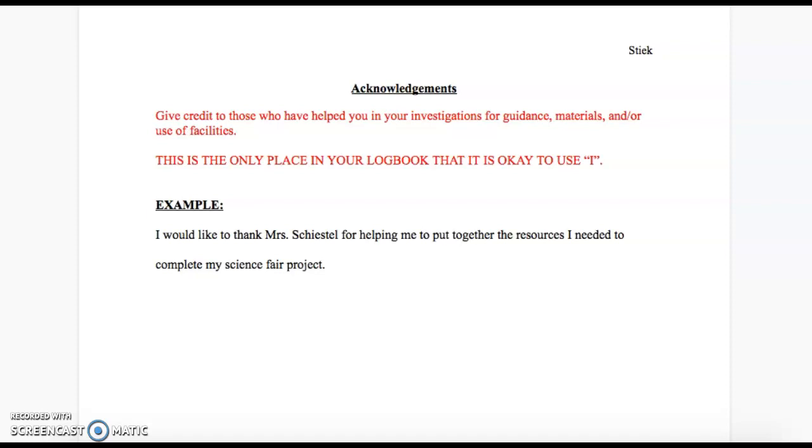Challenge yourself to think of at least 2 people that have helped you along the course of this project. So you should have 2 sentences at a bare minimum on your acknowledgements page. Each sentence is thanking a person for a specific role that they played in helping you with your project, in your materials gathering, in use of facilities, in guiding you toward what you were going to do or how you were going to format all of your pieces that you've done to this point.